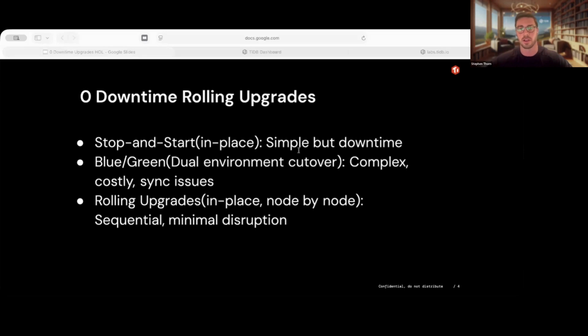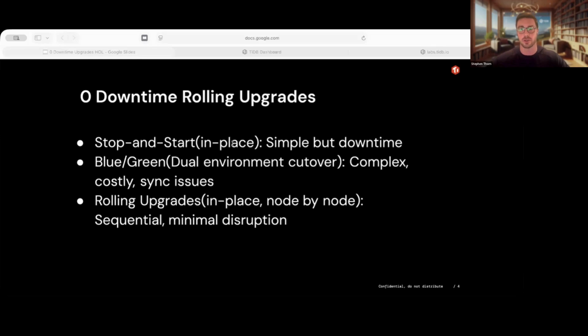Finally, we have rolling upgrades. This is the ideal solution for continuous service. In a rolling upgrade, you upgrade the database one node at a time, while the rest of the cluster continues to handle application traffic. There's no need for a separate environment. Each node is taken out of service, upgraded, and then brought back online until all nodes run the new version. If done correctly, the database remains available throughout the entire process, enabling zero-downtime upgrades.